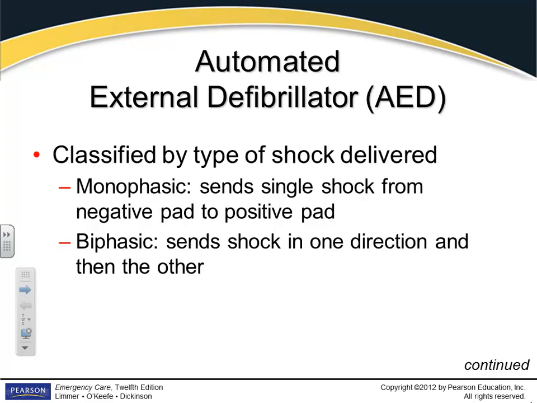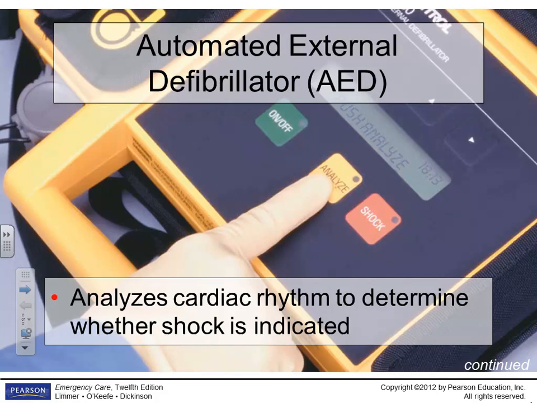You really lower the amount of joules. That's the unit of energy that we use. So it lowers the joules. So most of them are going to be biphasic. They've pretty much taken the monophasics off the market, which is good for all of us.